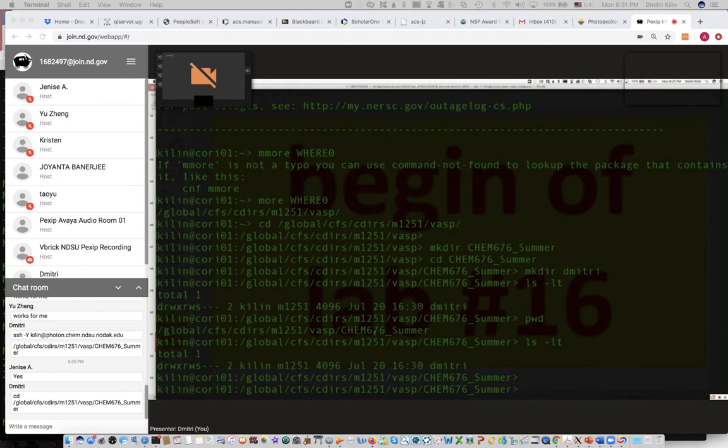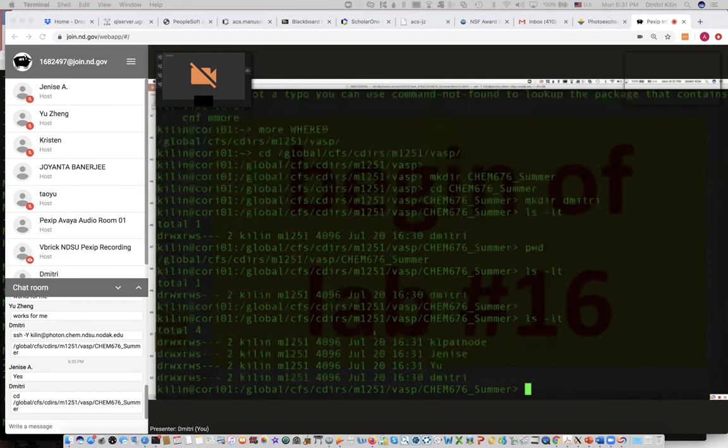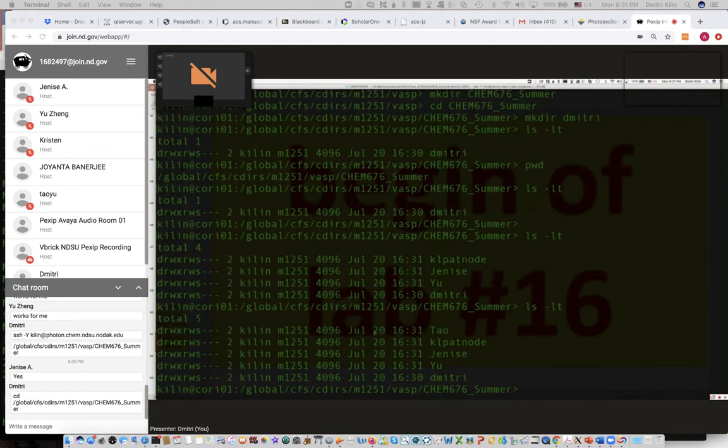This is a different cluster, which is a little more powerful than Photon, and we should do the exercise there because it will be more efficient. Okay, I see Kristen, Janice, you. So we have Dr. Yu Zheng and Professor Tao Yu. Okay. So now we are waiting for Joyanta.